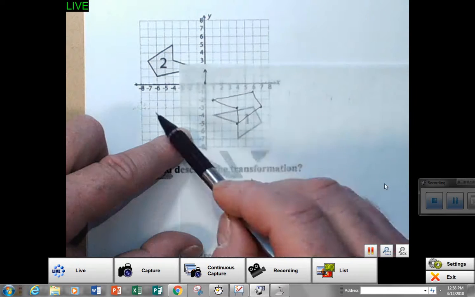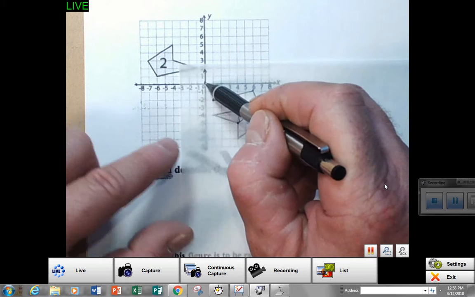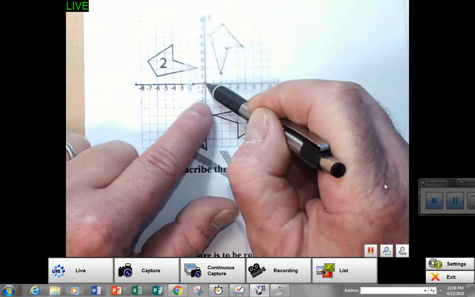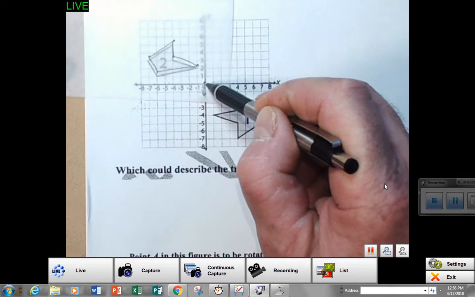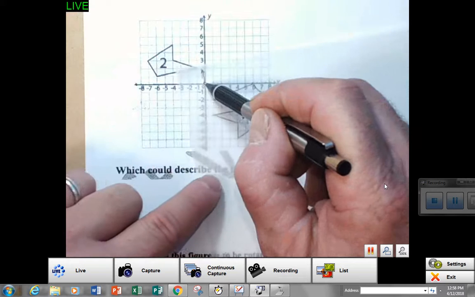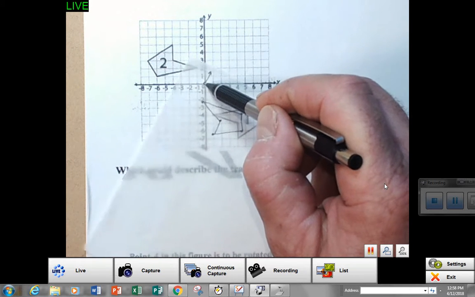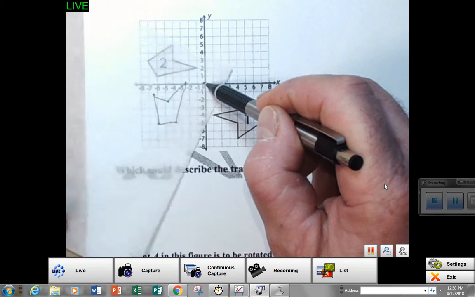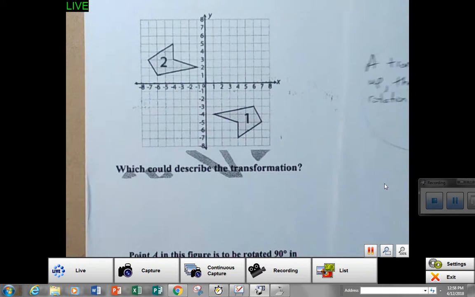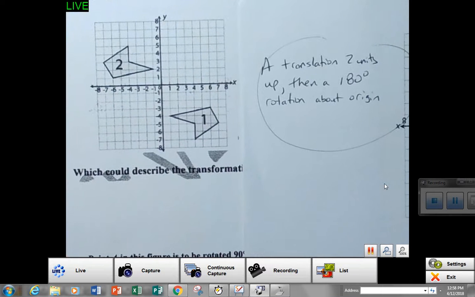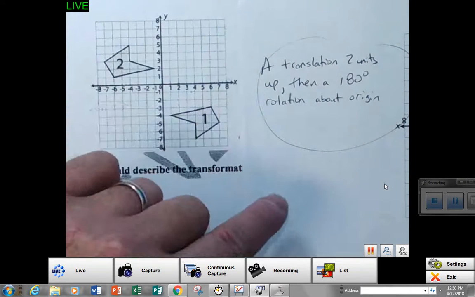I could either go counterclockwise or clockwise. So if I take my pointer and put it down, and I move that 180 degrees, so there's 90, and then another 90 ends up right there at number 2. I could have also rotated that 180 degrees the other direction, clockwise to the right, and that would have gave me the same shape. So there's 90, there's another 90. So that answer from 1 to 2 is a translation 2 units up, then a 180 rotation about the origin, either clockwise or counterclockwise will work for you.